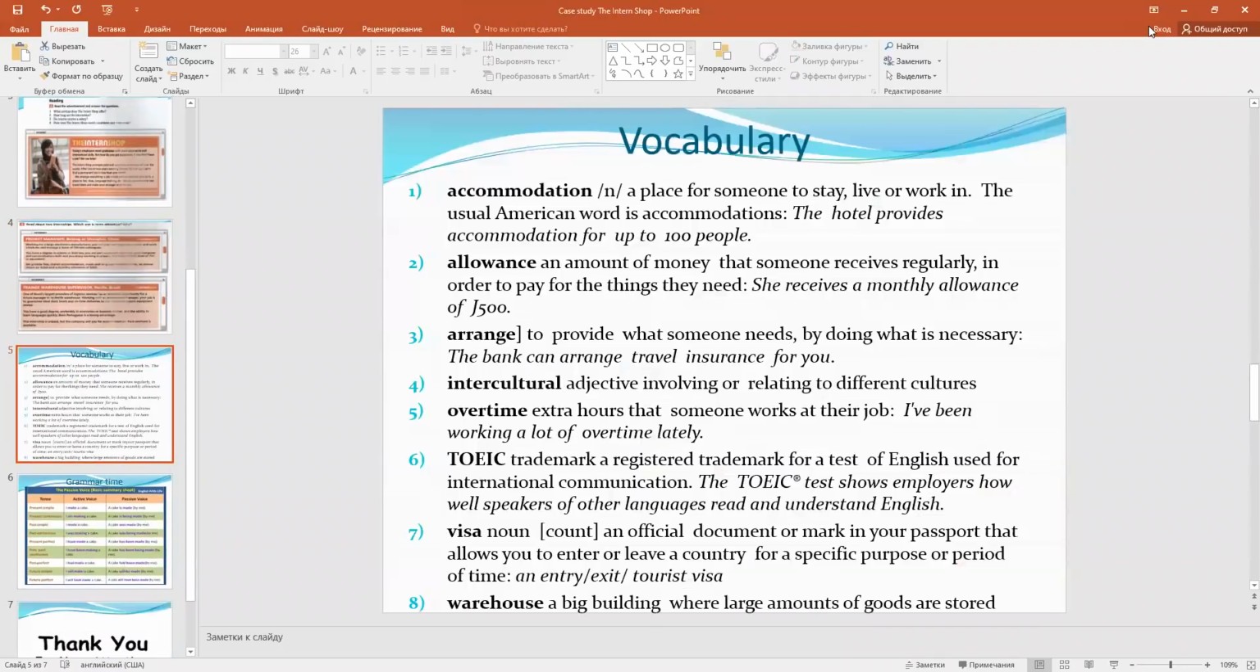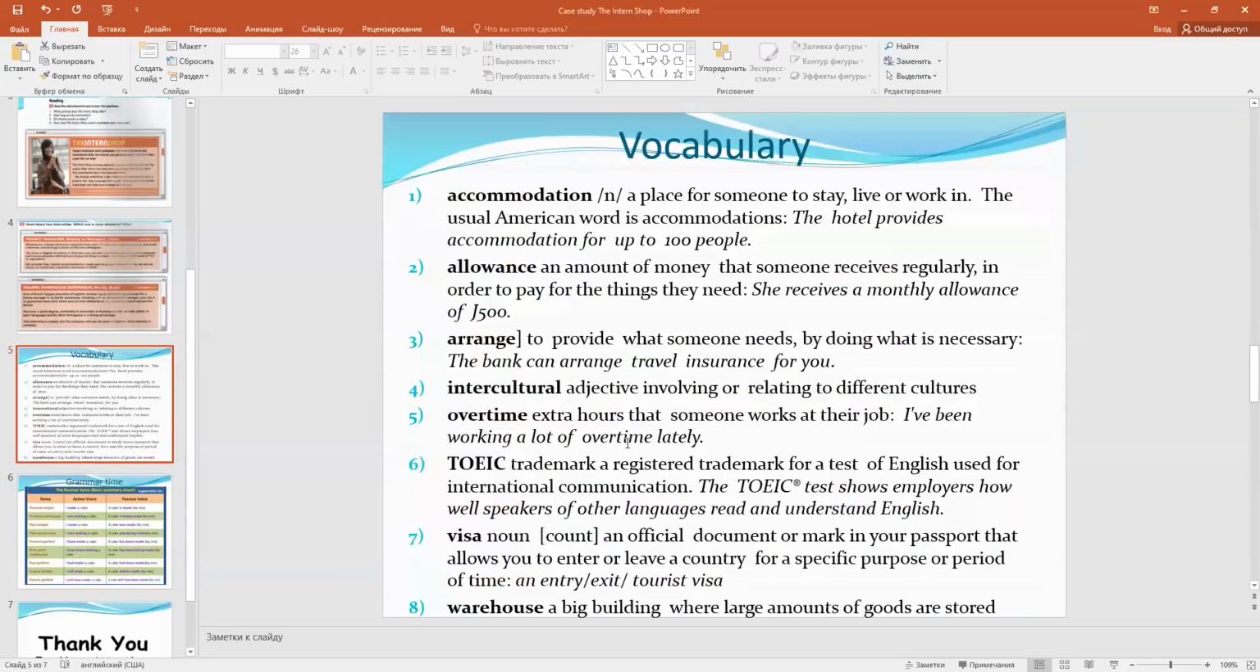And then the next slide, you can see new words. So accommodation, a place for someone to stay, live, or work in. And allowance, an amount of money that someone receives regularly in order to pay for the things they need. Arrange, to provide what someone needs by doing what is necessary. Intercultural, involving or relating to different cultures. So overtime, extra hours that someone works at their job.